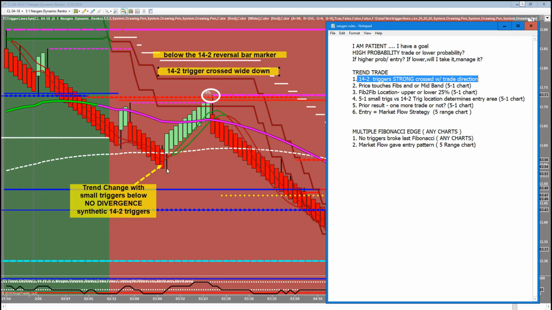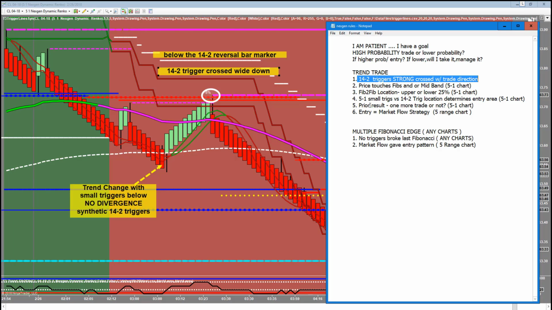And then we want to look at what happened before, right? Where are the small triggers in relationship to our 14-2 triggers? Are they below it? If they're below it, we're going to be looking at the spot for an entry. And the closer to the spot, the better. Then, this is the spot where you turn your market flow strategy on.